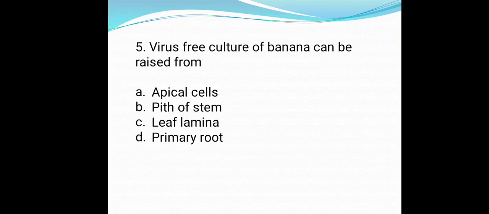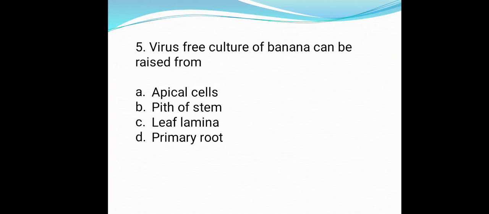Virus-free culture of banana can be raised from. A option is apical cells, B is pith of stem, C is leaf lamina, and D is the primary root. So in meristem culture, the meristem of the plant can be cultured. So here virus-free culture can be seen in the meristem culture. So the meristem of the plant can be used during this culturing.